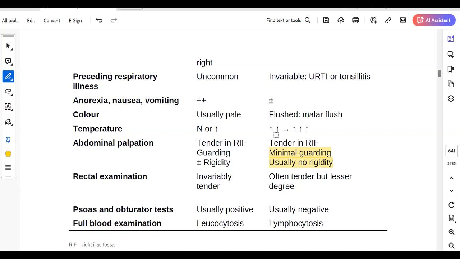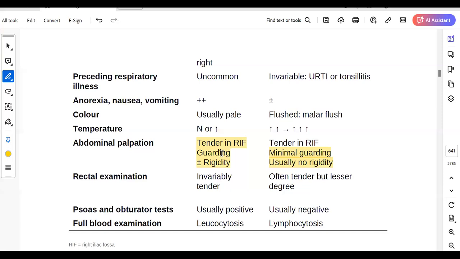Because in appendicitis, there might not be very high fever, there will be no upper respiratory tract infection, and usually patients will come to you with anorexia, nausea, vomiting, followed by abdominal pain which starts in the umbilicus and radiates to the right iliac fossa. But most importantly, the children will have tenderness in the right iliac fossa and guarding and rigidity. So guarding and rigidity is very common in appendicitis.